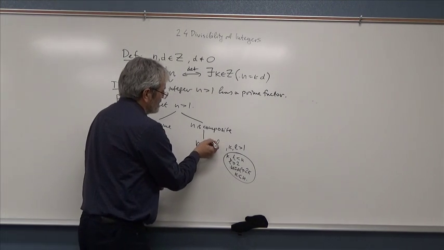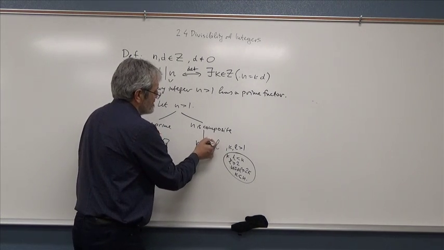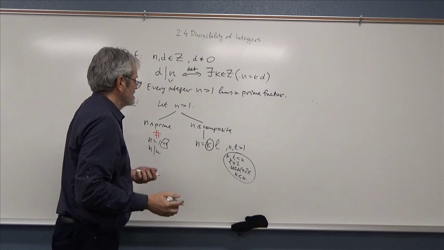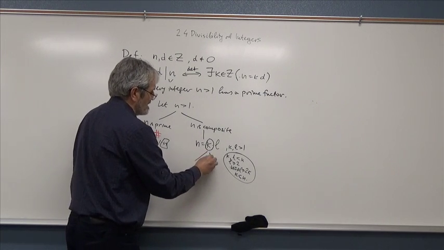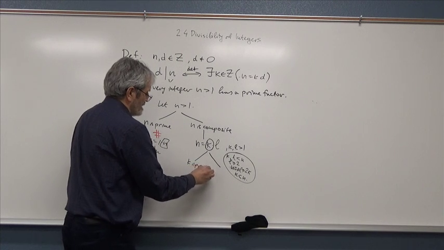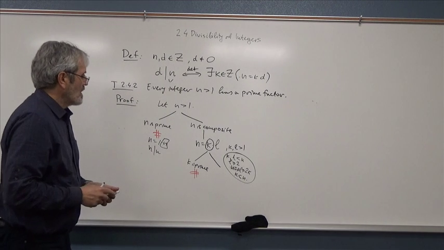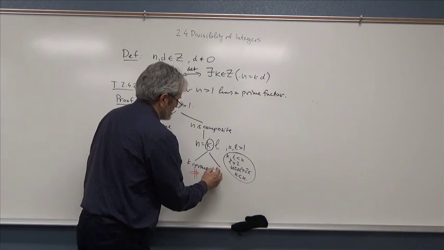So what happens? Then I'll continue focusing on the smaller one of them, let's say k, and then I'll say the following. Now I do cases on k. k is either prime, and that's it, that's a prime factor of n, we stop here, or k is composite.